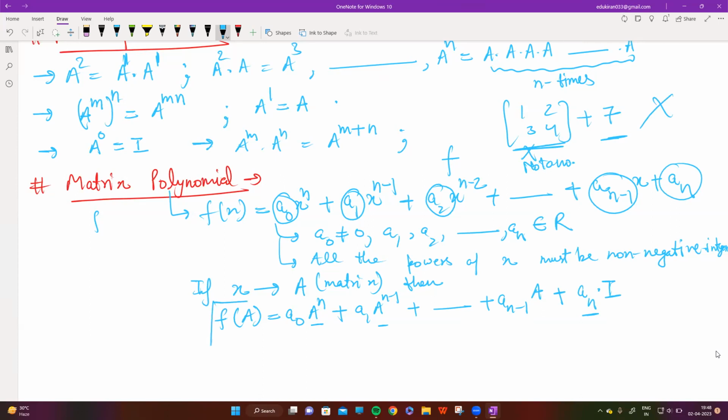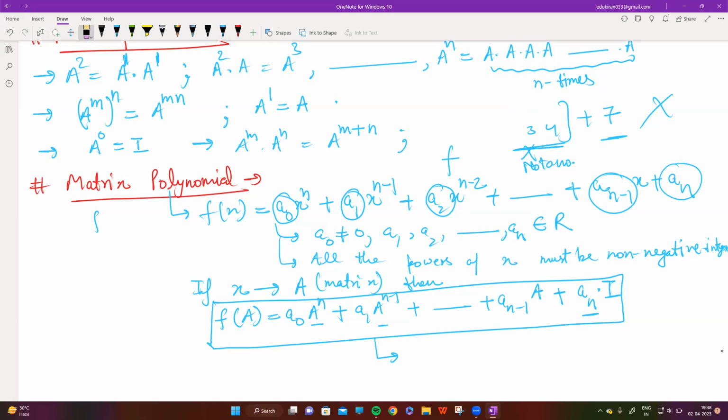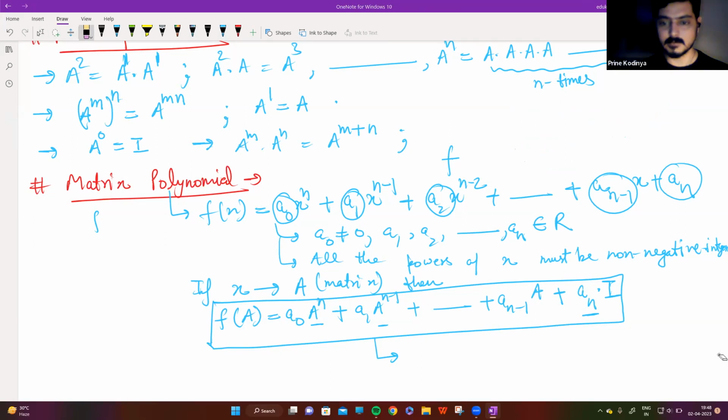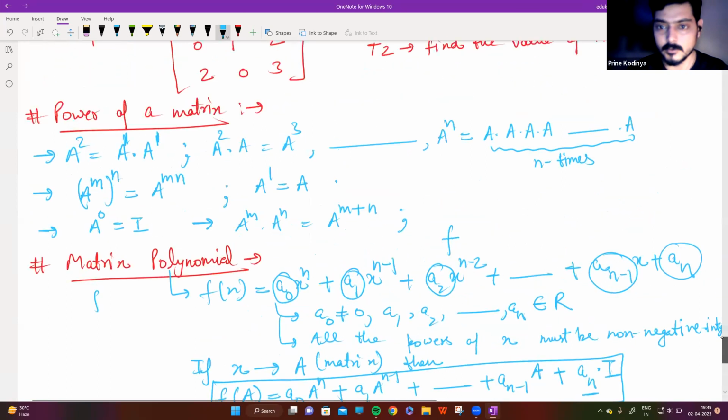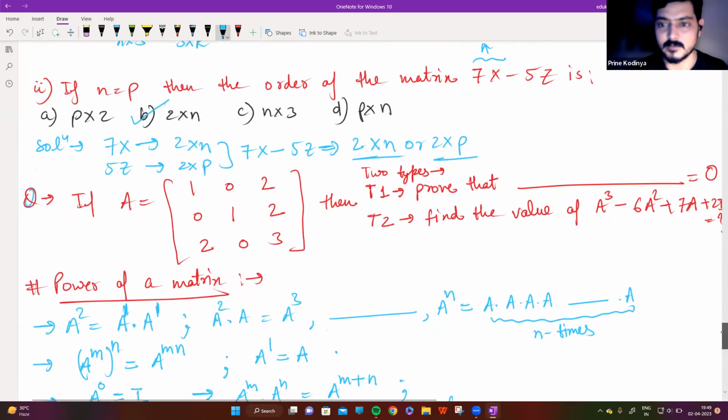So this is an expression which involves a matrix and powers of the matrix. In fact, the powers are all whole numbers. So this is known as a matrix polynomial. Now, why did I talk about this? Because we have both of these: powers of A and a matrix polynomial. In the given question, we have a matrix A and also a given polynomial, which is A cube minus 6A square plus 7A plus 2I. We have to find out this value.